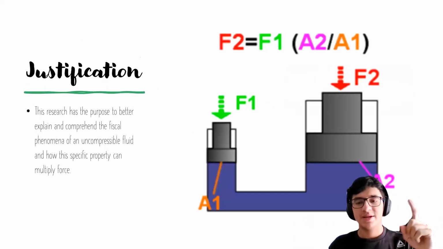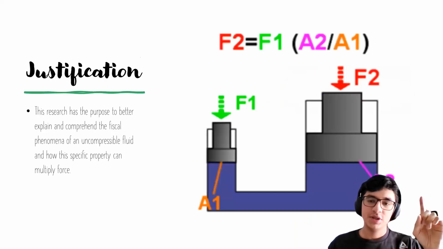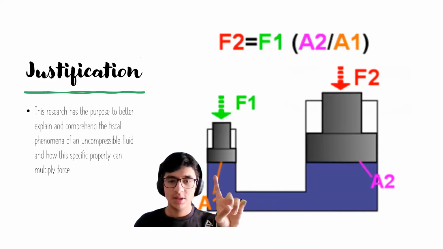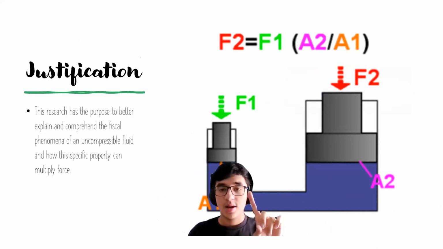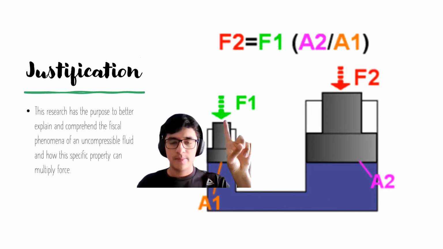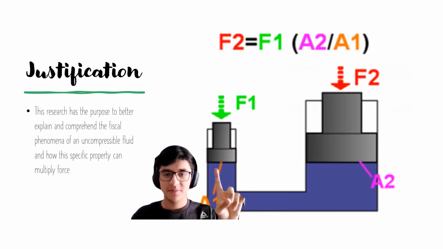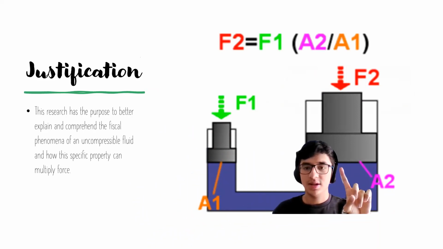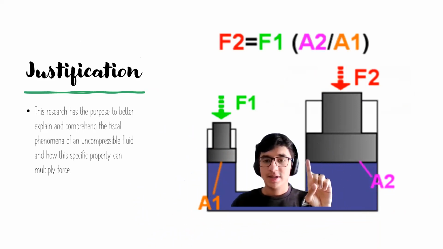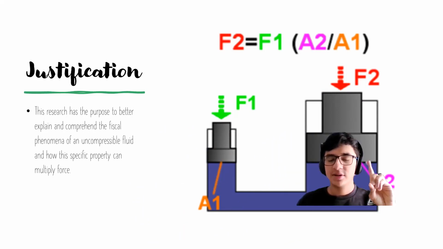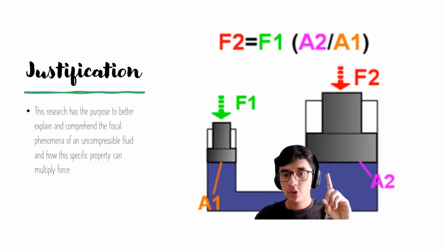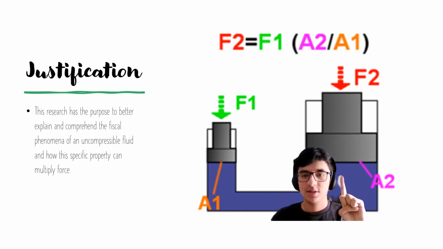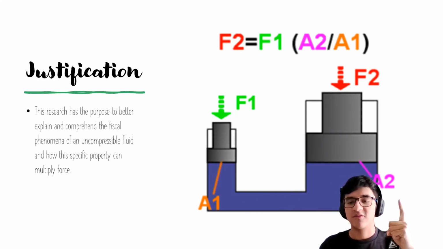So if we go back to the past image, we can see that the pressure will be the same. But if you press down on this side of the piston, since the pressure will be the same also in this side, since it has a bigger area, more water or more fluid will be pushing against this piston, so it will have more force.